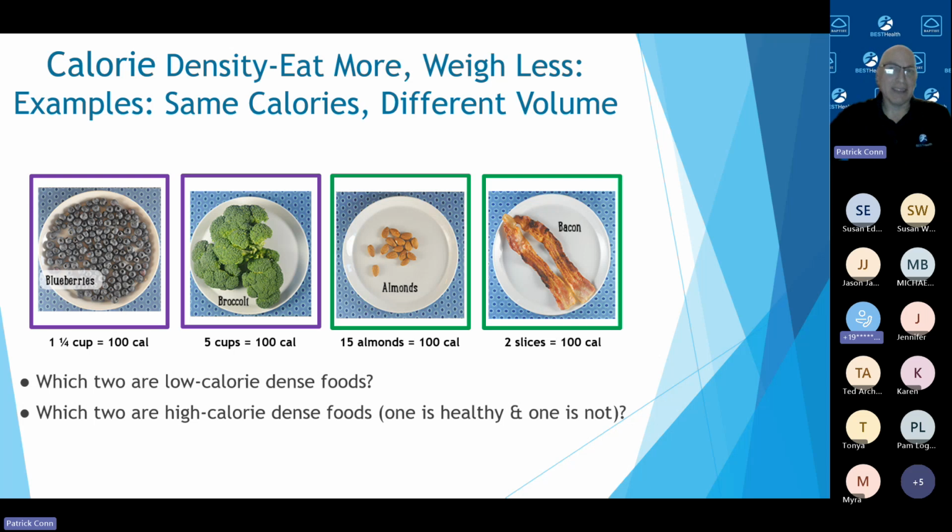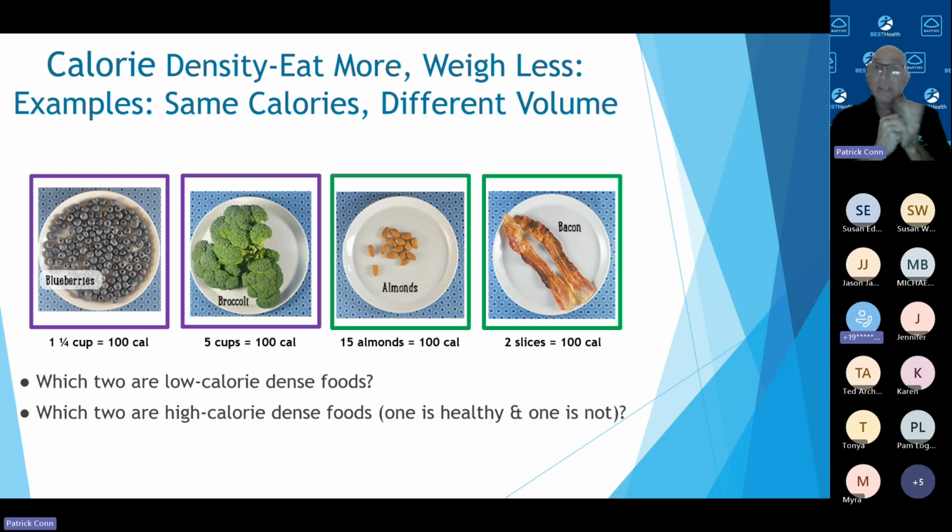Now, I think obviously we know the answer to this. Which of these two are high calorie dense foods? One is healthy, one is not considered healthy. Which two are the high calorie dense foods? One healthy, one not. Almonds are healthy, bacon is not.